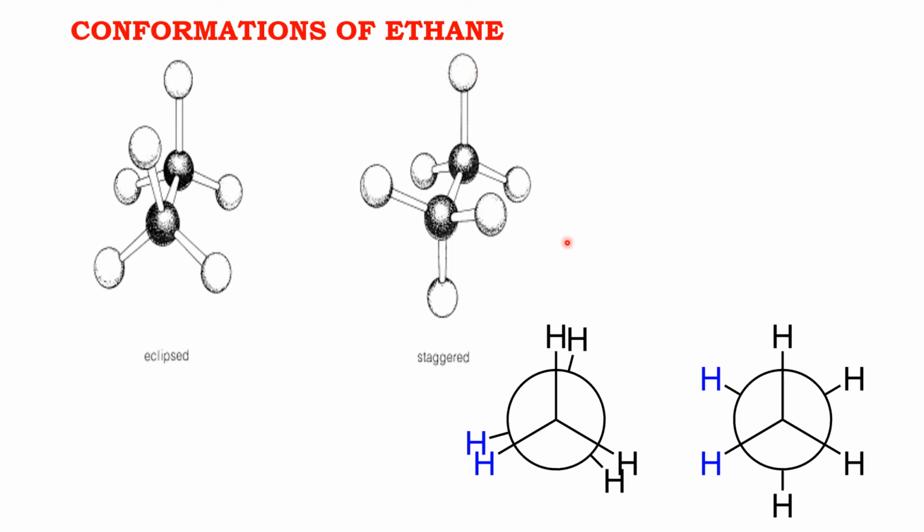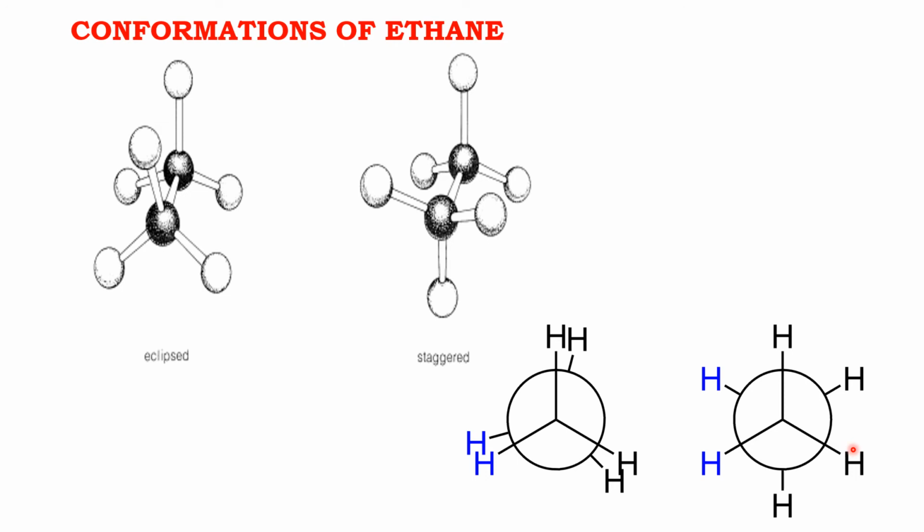Moving to the second extreme, that is the staggered conformation. In the staggered conformation, the hydrogen atoms of the first carbon atom are placed exactly in between the hydrogen atoms of the second carbon atom. See here, it could be represented like this. This is the first carbon atom with the three hydrogen atoms, and these are the three hydrogen atoms of the second carbon atom. That means the hydrogen atoms of the second carbon atom are placed exactly between the hydrogen atoms of the first carbon atom.